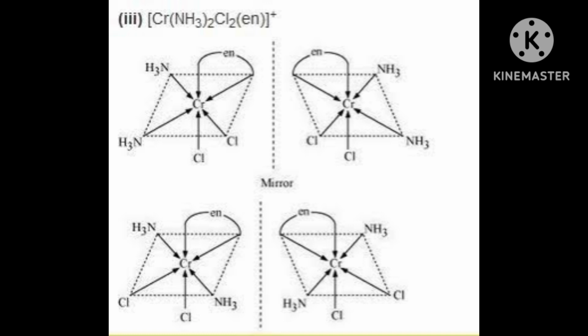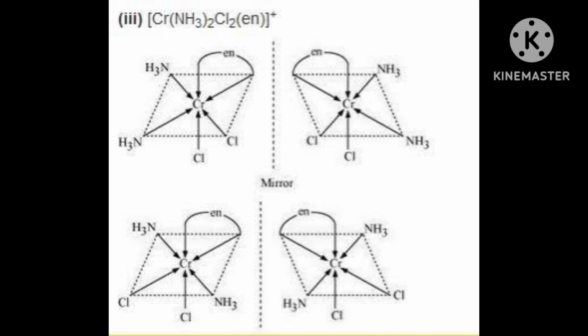Here I am talking about the complex Co(en)3, with 3+ outside, because cobalt is in the 3+ oxidation state, but this ethane-1,2-diamine is neutral, with no charge. But nitrogen has a lone pair of electrons, so it can donate. With 3 en, 2 into 3, it can make 6 bonds. The total number of bonds will be 6, meaning octahedral.